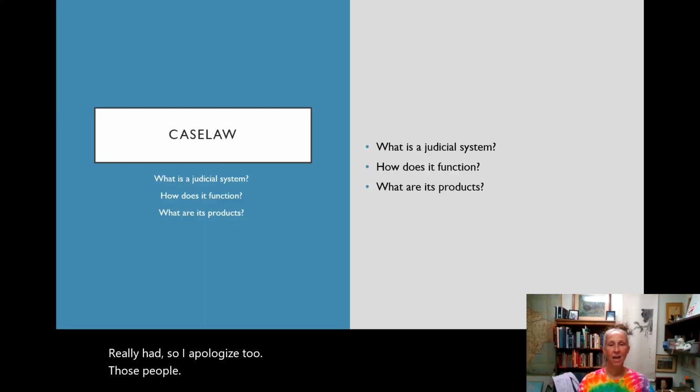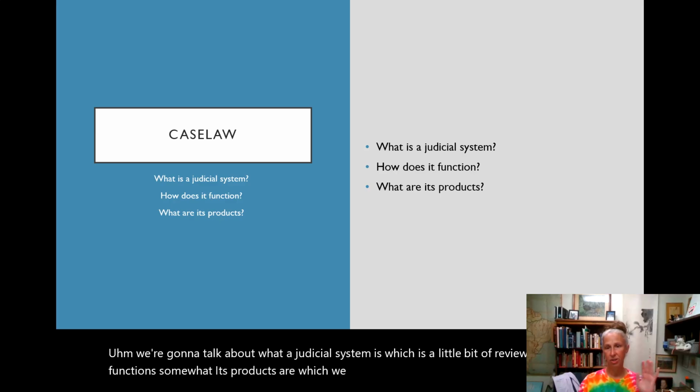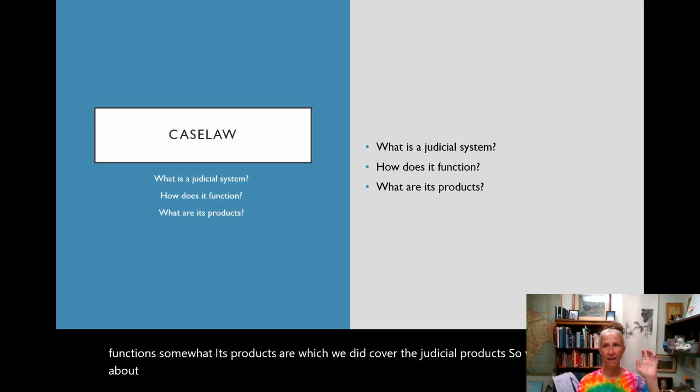So case law. We're going to talk about what a judicial system is, which is a little bit of review, how it functions, what its products are, which we did cover, the judicial products. So we talked about PACER and looking at a docket and looking at the pleadings and things like that.